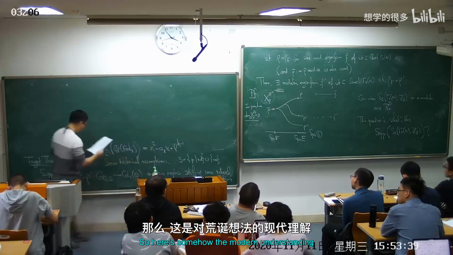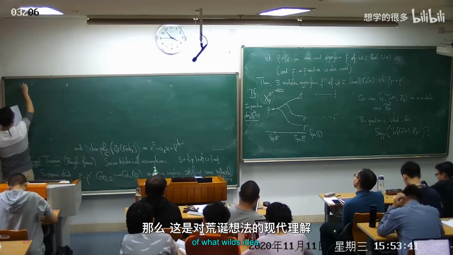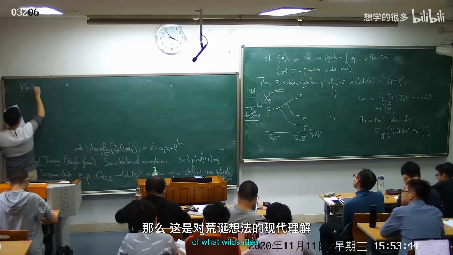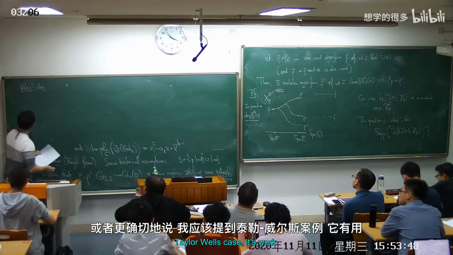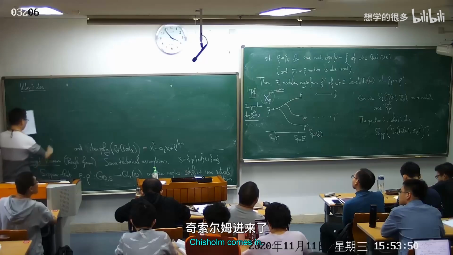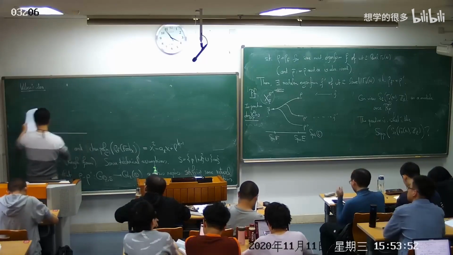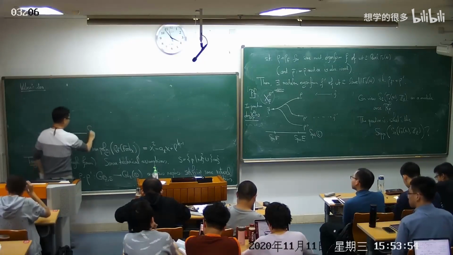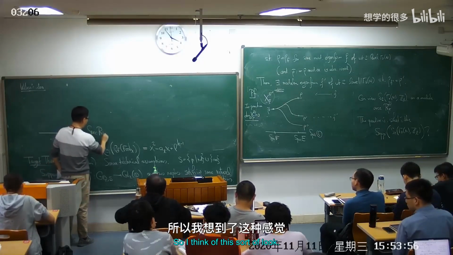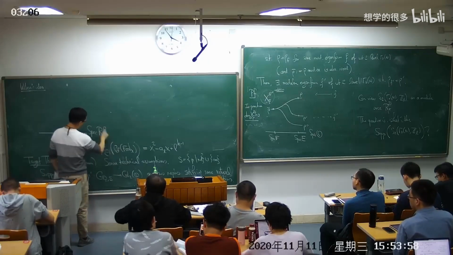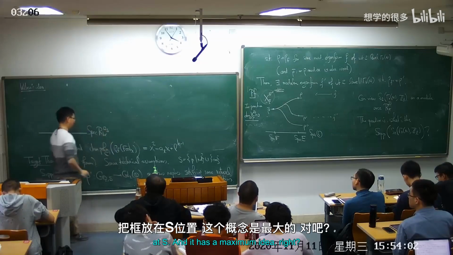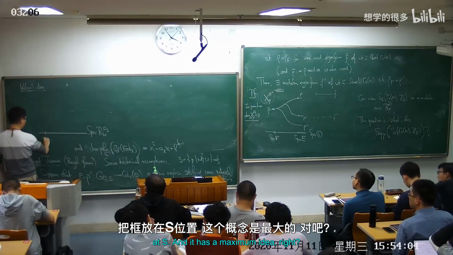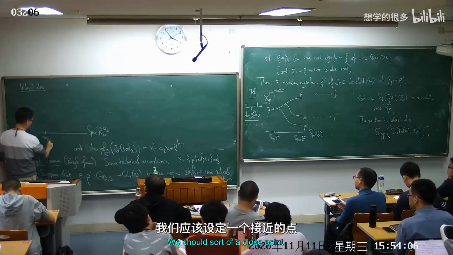So here's the modern understanding of what Wiles did. Wiles's idea, or rather, maybe I should say the Taylor-Wiles-Kisin method. This is where Kisin comes in. So Kisin, or rather Wiles, I don't know. So I think of this sort of look. Okay, put a frame here, doesn't really matter. Put the frame at S, okay? And it has a maximal ideal, which is the closed point.